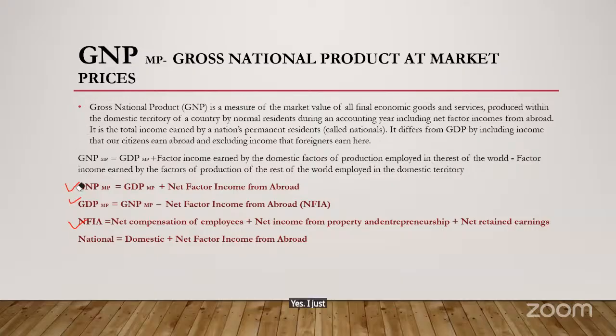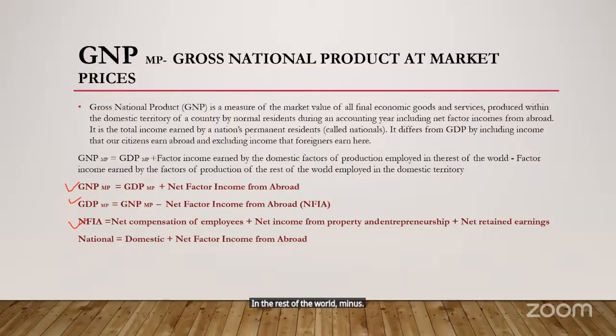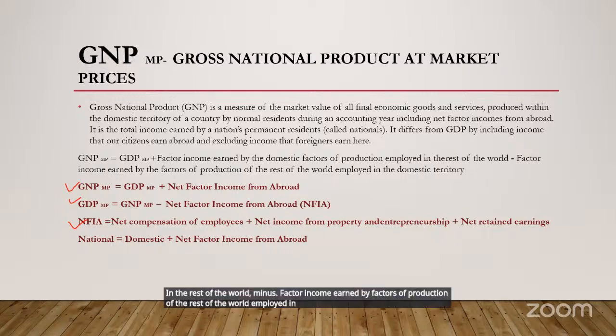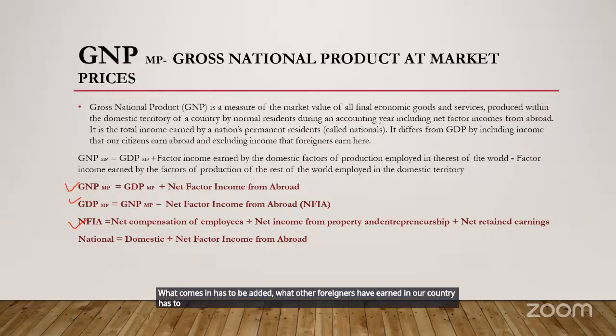I just want you to write down these equations, not the first one. But are you able to understand? So GNP MP is equal to GDP MP plus factor income earned by domestic factors of production employed in the rest of the world minus factor income earned by factors of production of the rest of the world employed in the domestic territory. What comes in has to be added. What other foreigners have earned in our country has to be deducted.